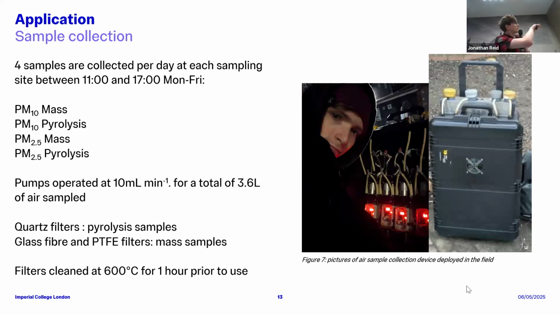But I'm collecting a range of filter masses. So I'm looking at PM10 and PM2.5, and I'm getting samples for pyrolysis and samples that can be used for mass analysis. And these are all cleaned using a muffle furnace at 600 degrees for an hour to remove any plastic contamination from them before they get used.